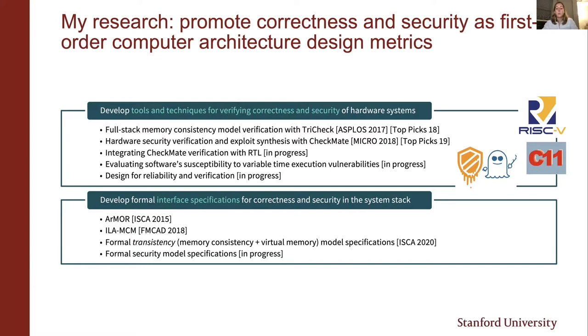To achieve this goal, my research can be partitioned into a couple major themes. The first theme deals with developing tools and techniques for verifying the correctness and security of hardware systems. This work has led so far to the discovery of a series of bugs in the RISC-V memory consistency model, as well as the C11 memory model and some commercial compilers. It has also resulted in automatically synthesized new variants of the now famous Meltdown and Spectre attacks. Since verification requires some property to verify against, the second major theme of my work deals with developing formal interface specifications for describing correctness and security guarantees throughout the hardware-software stack.